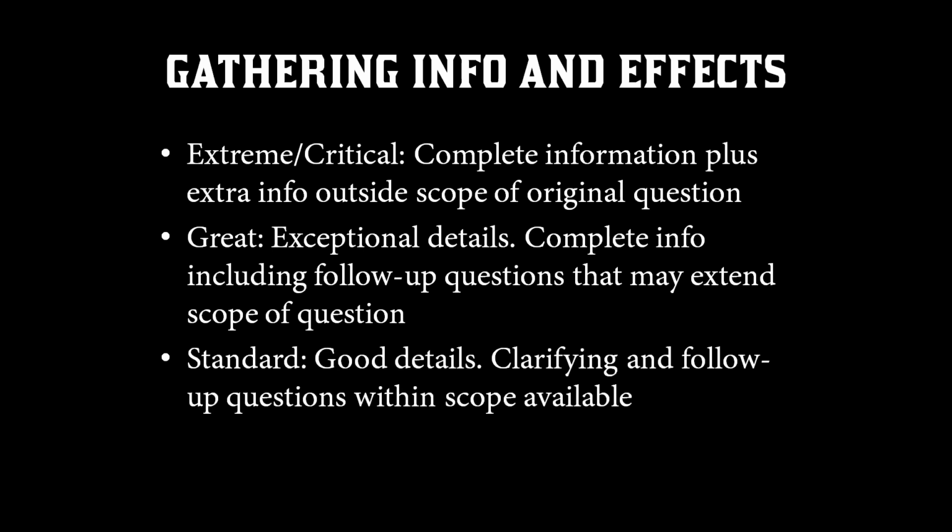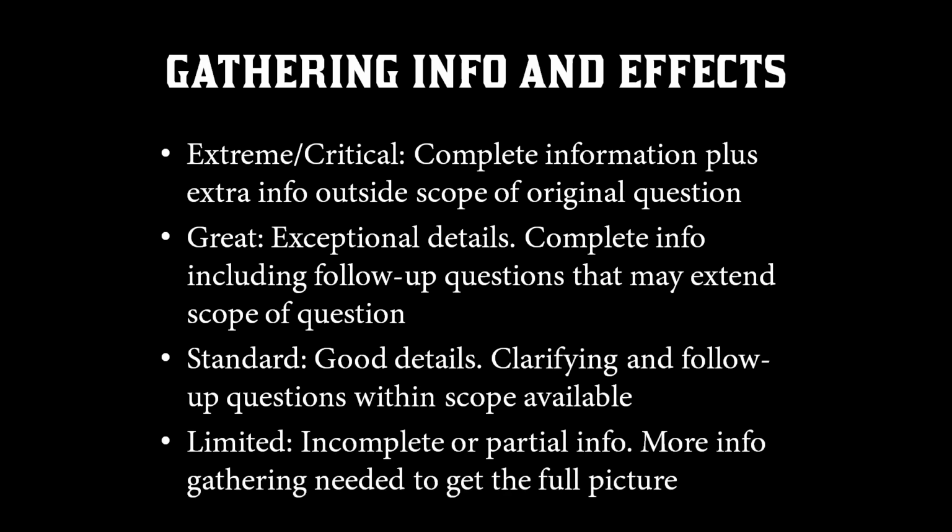Next, we have standard effect. The players get good details. So they can ask clarifying and follow-up questions within the scope of the original question. Like, oh, they're in the Docks district, and then the players ask, okay, but which bar are they in specifically? The GM can answer that question, but they might not be entirely upfront with it. The things the players want to know within the scope of the original question, where is the vampire coven, the GM can answer, but they're not going to give away extra information.